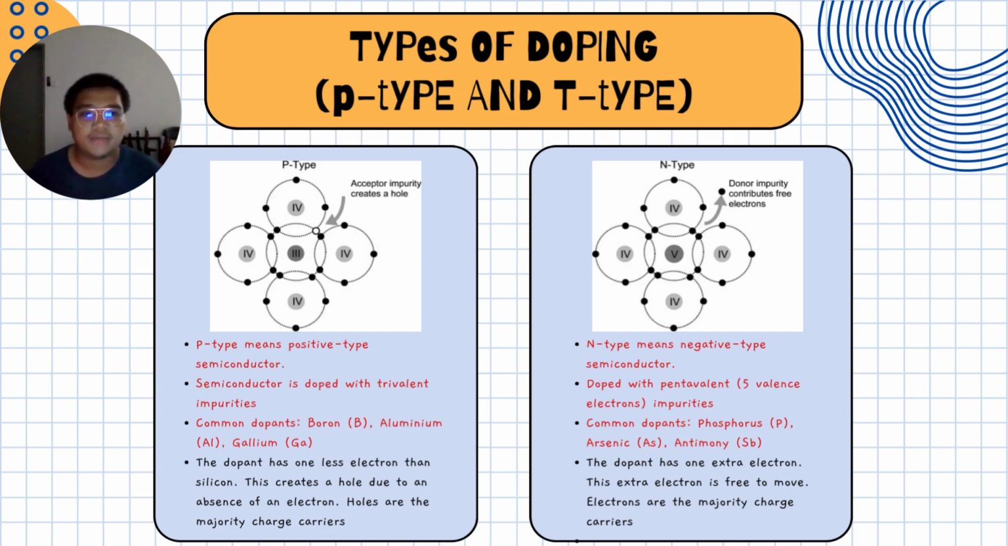N-type means negative semiconductor, doped with pentavalent or five-valent electron impurities. The most common ones are phosphorus, arsenic, and antimony. The dopant has one extra electron. This extra electron is free to move, and electrons are the majority charge carriers here.